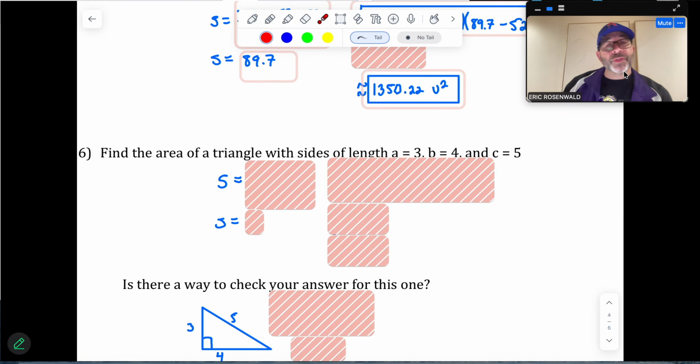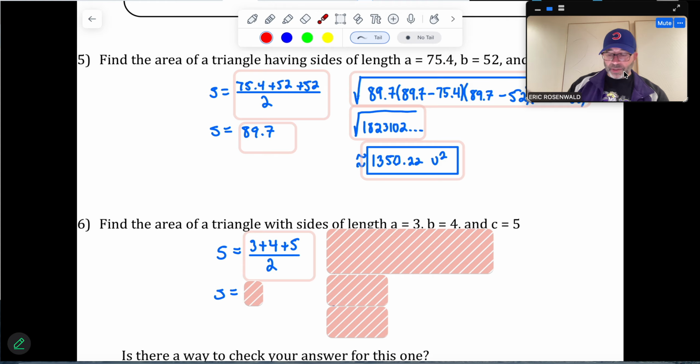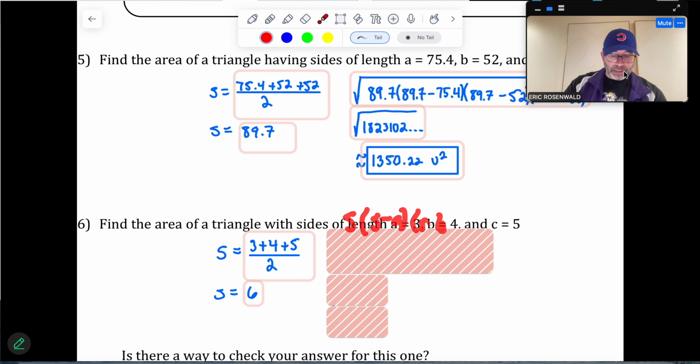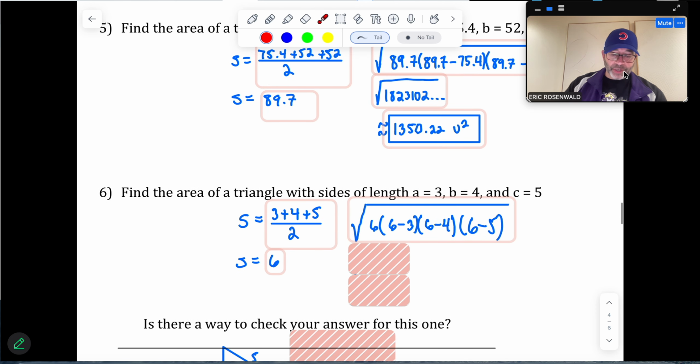So let's find the area of this triangle. It's a 3, 4, 5 triangle. Add all the sides together, okay? And if we add all the sides together, we have 3 plus 4 plus 5 divided by 2, which is equal to 6, okay? Throw it into your formula. You're going to have the square root of 6 times 6 minus 3 times 6 minus 4 times 6 minus 5. That's your S times your S minus A times your S minus B times your S minus C. Okay? Go ahead and simplify this. We get the square root of 36, which is equal to 6.